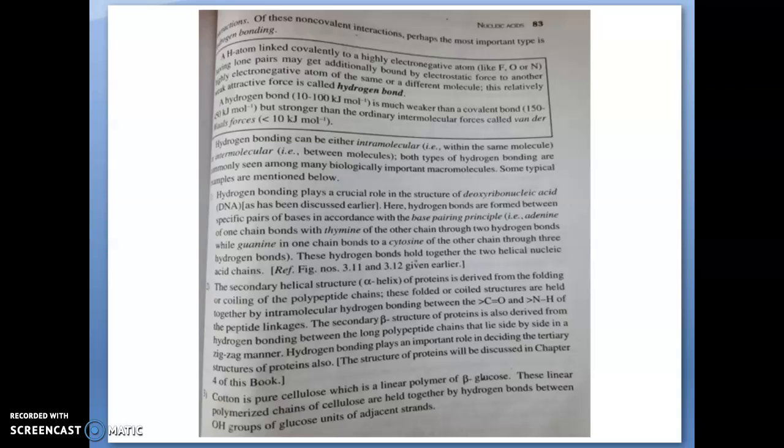Secondary beta structure of a protein is also derived from the hydrogen bonding between long polypeptide chains that lie side by side in a zigzag manner. The beta structure in different polypeptides is attracted through this hydrogen bonding in a zigzag manner, which you can see in the next chapter.